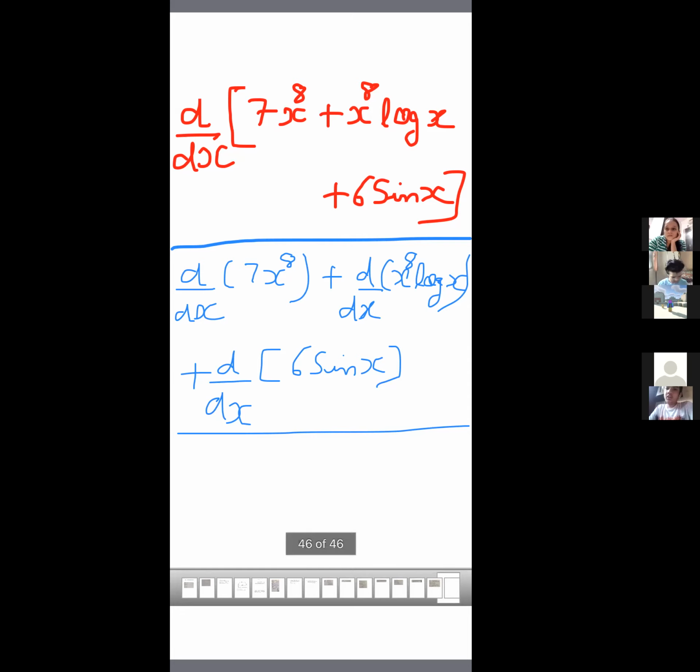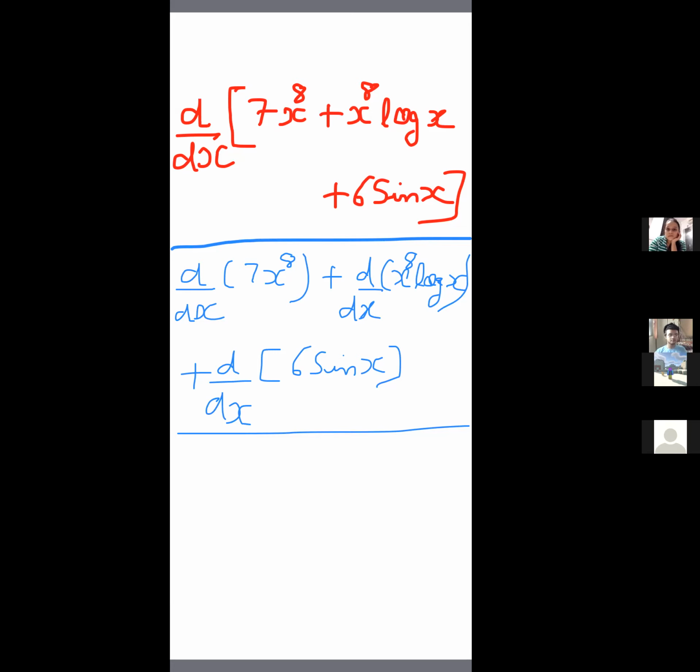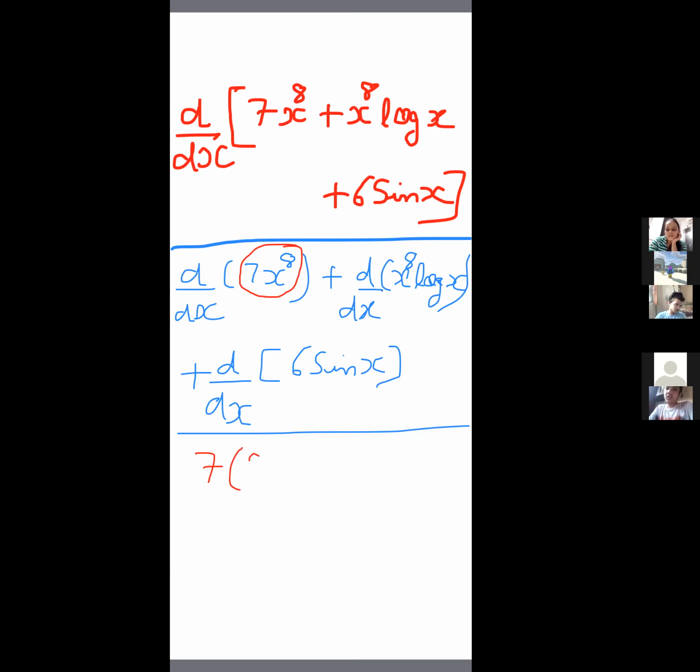Have you done that? Correct? So we will go one by one. If you have used product rule more than once, that means you have made a mistake. Okay? Now, 7x power 8: 7 as it is, differentiation of x power 8 is 8 into x power 7. 7 sevens are 49, 7 eights are 56. Therefore, 7 into 8 is 56x power 7.